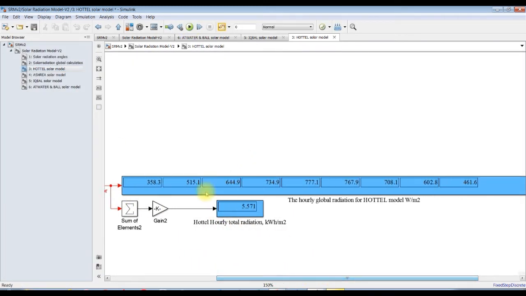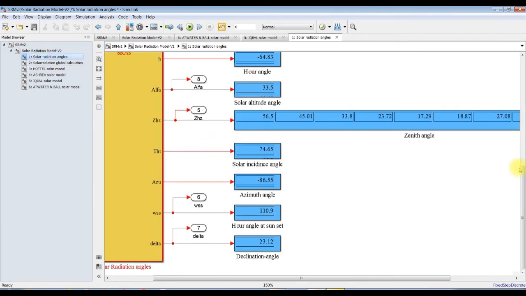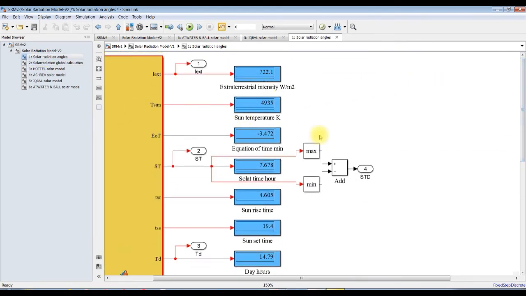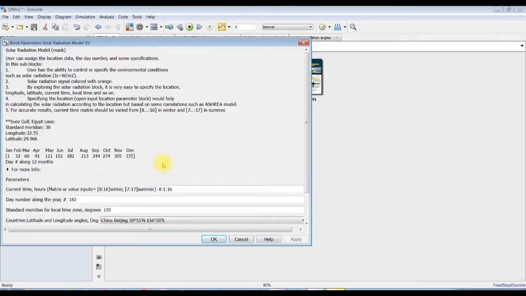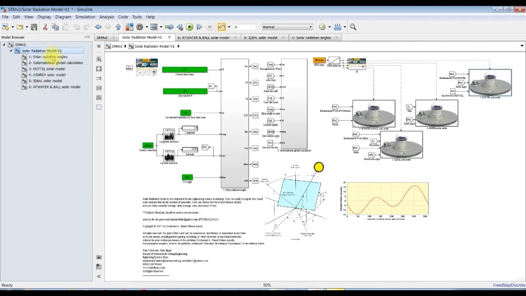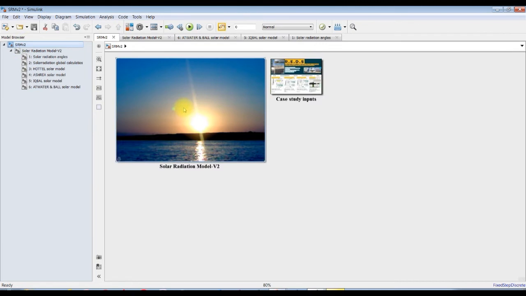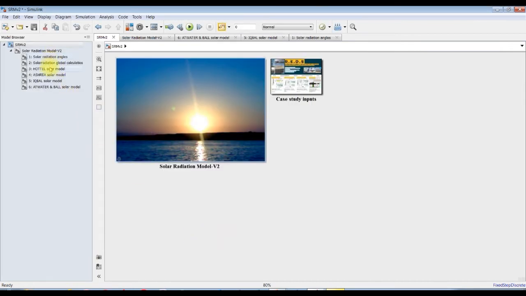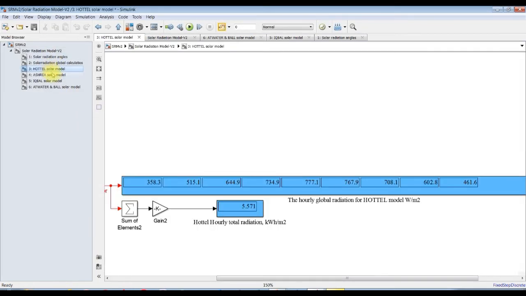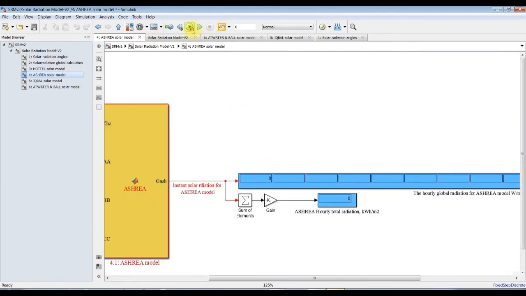Okay, this is China, solar radiation angle. Different. We can choose a different Julian day. It's easy. Let's go for April, 91. Let's choose another one. Let it be the Ashrae model. For the Ashrae model, let's run our model.